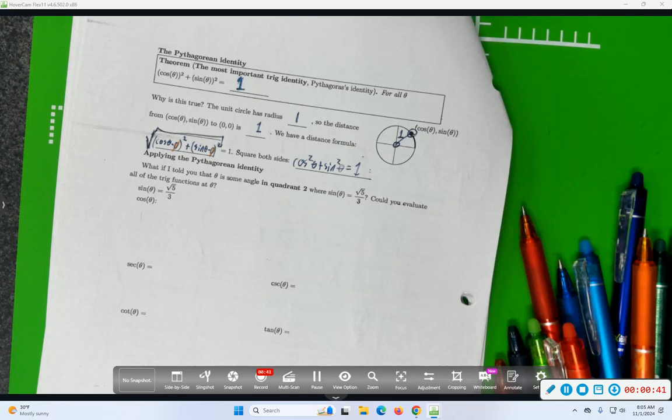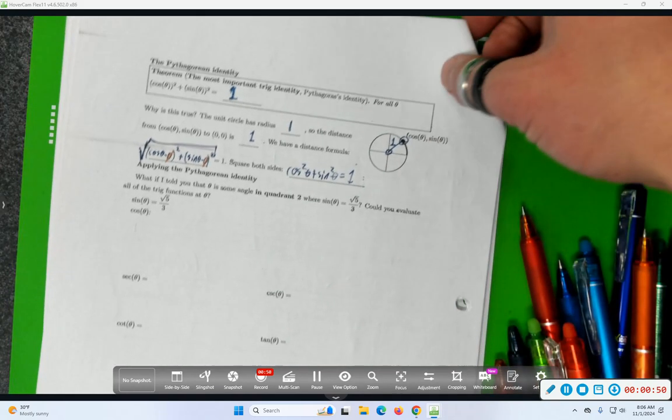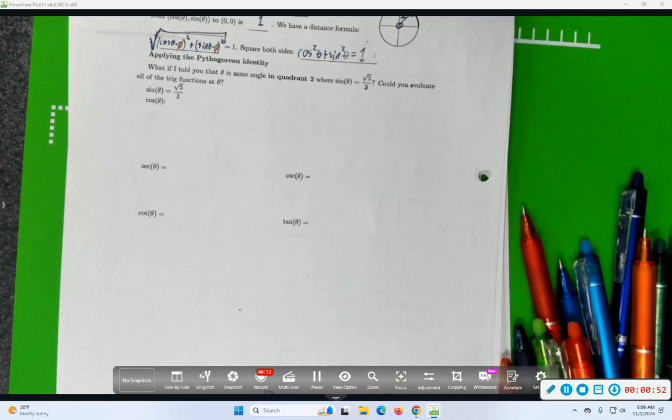If you know sine, then you almost know what cosine is. And if you know sine and cosine, then you know all the trig functions. So let's put this into action and see what we can get. Let's suppose I give you an angle, theta. I don't tell you what that angle is, but I tell you that it is in quadrant 2, and the sine of that angle is the square root of 5 divided by 3. I claim that that is enough information that you can tell me all of the trig functions at this angle. Let's try to do it.